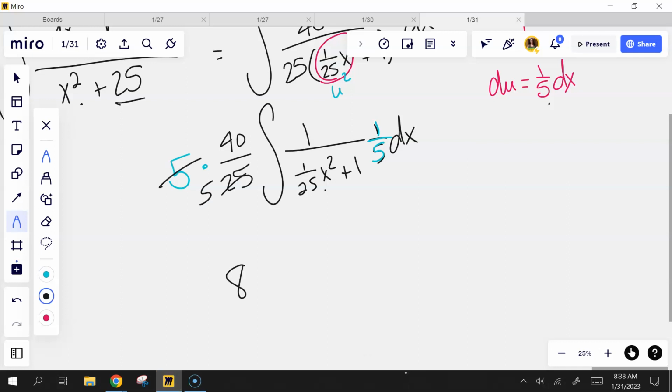Eight on the outside. 1 over u squared plus 1 du. This was a good one.